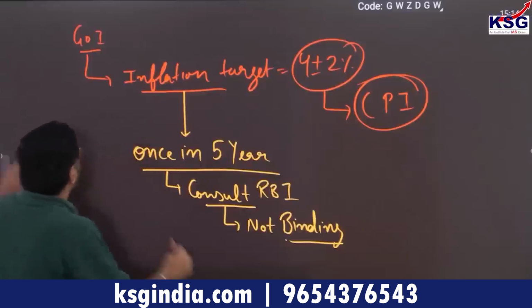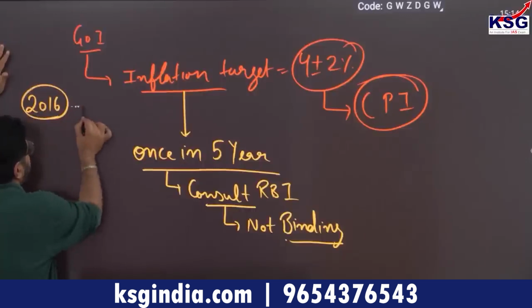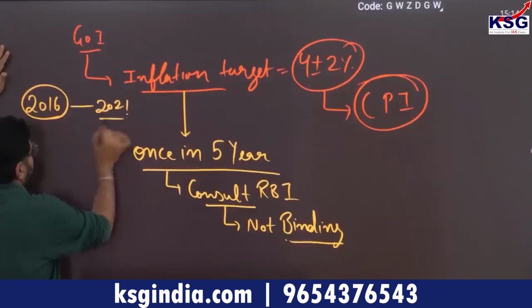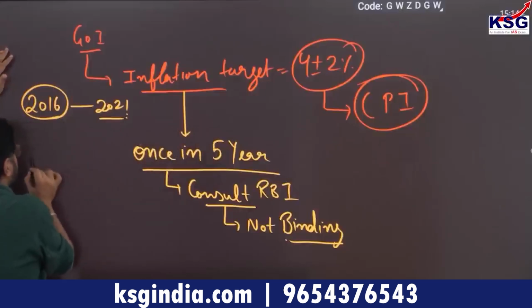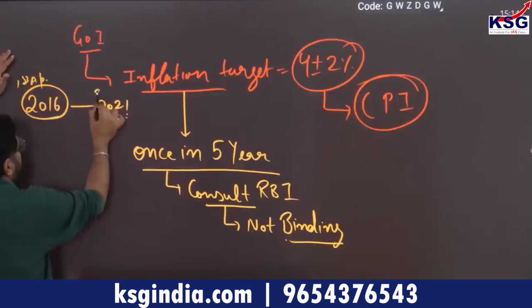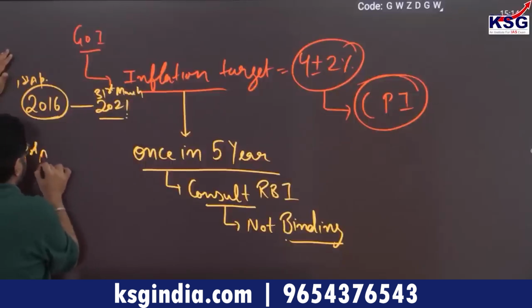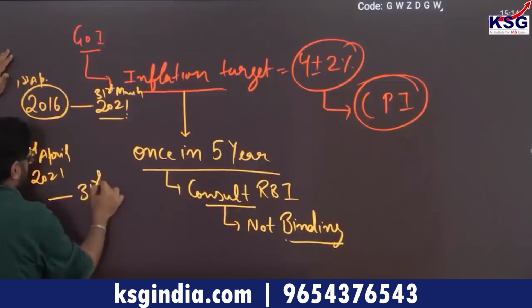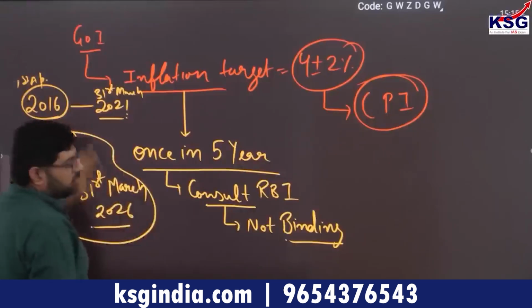For the first time we announced the inflation target in 2016, and that is till 2021. That time the inflation target was the same, 4 plus minus 2%. So when I say first time, we are talking about 1st April 2016 to 31st March 2021. For the second time we announced it from 1st April 2021 till 31st March 2026. This is the second time we announced, and again the same target we are following.